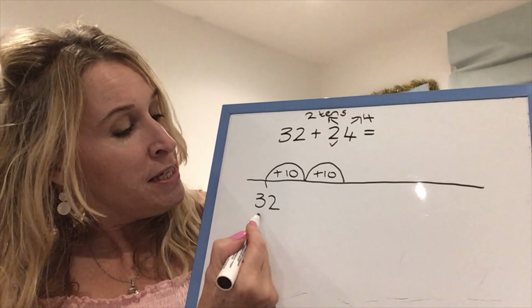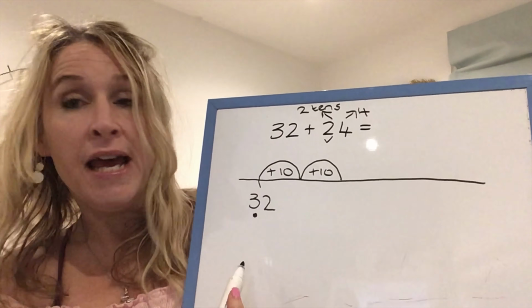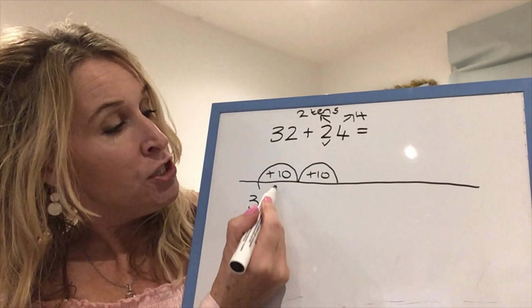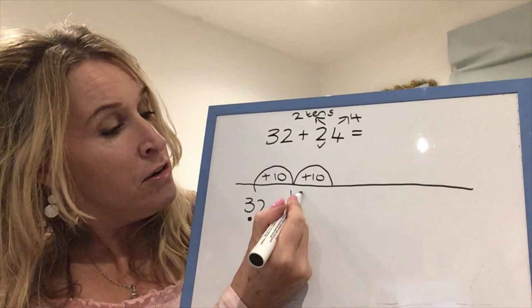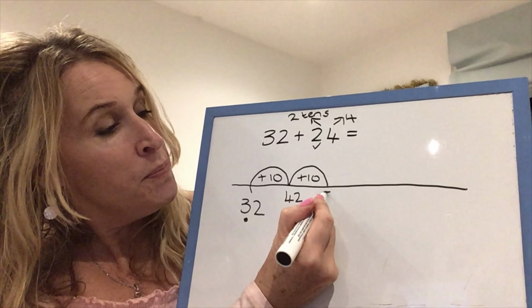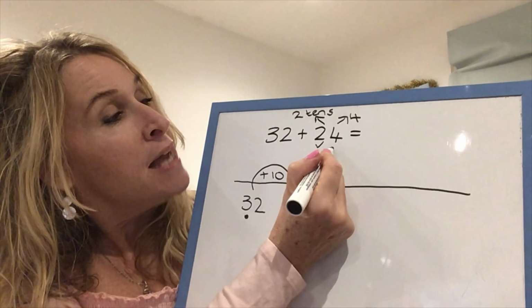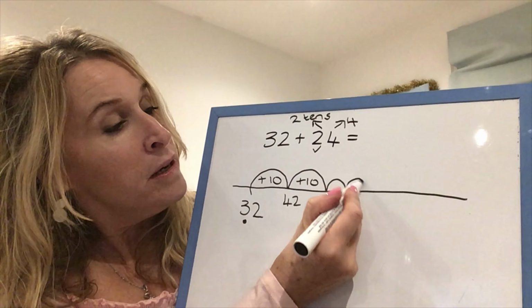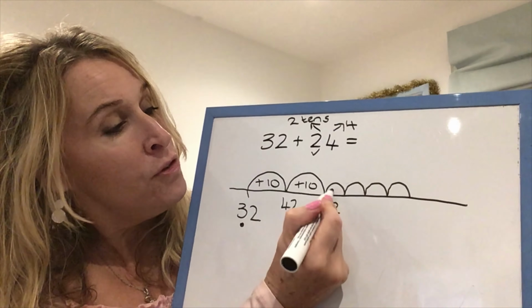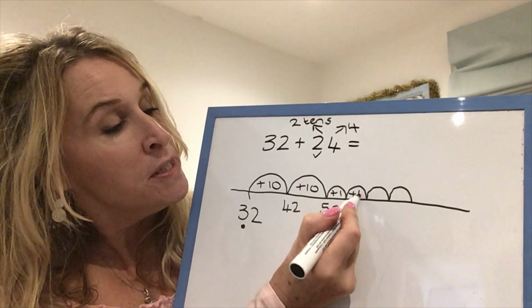Children need to know that they're going to change the tens digit, not the ones. 32 plus a 10 would be 42. 42 plus a 10 would be 52. Then we're going to add on the 4 ones. 1, 2, 3, 4. And each of those jumps is worth 1.